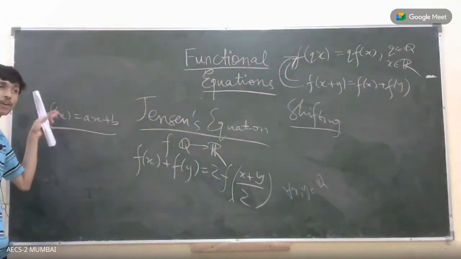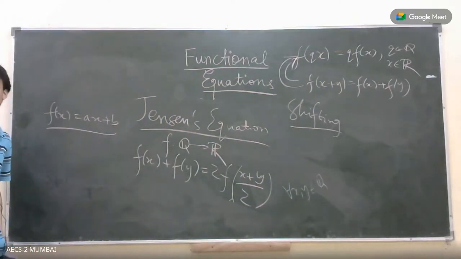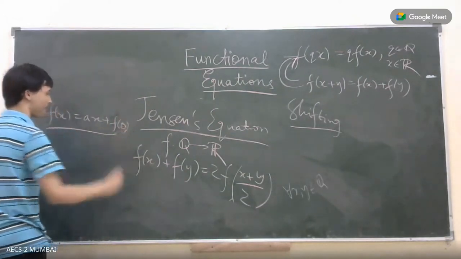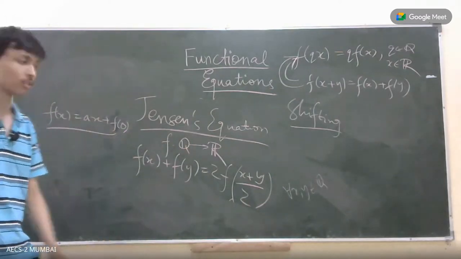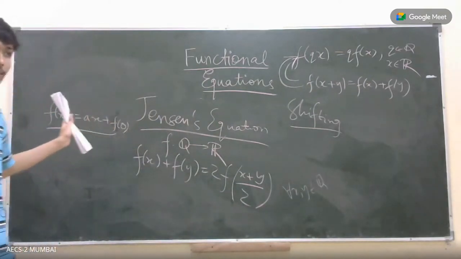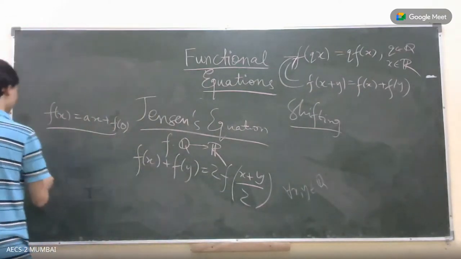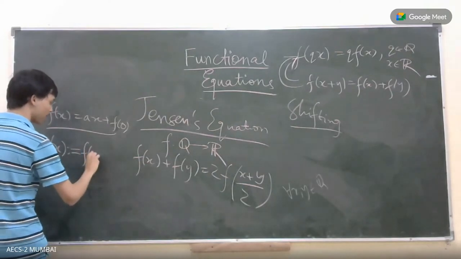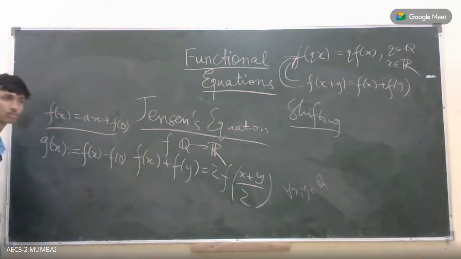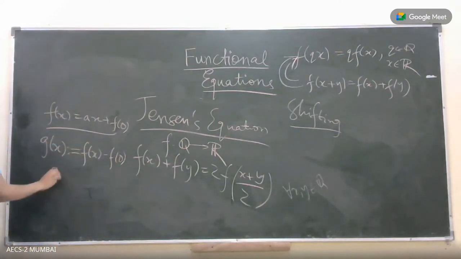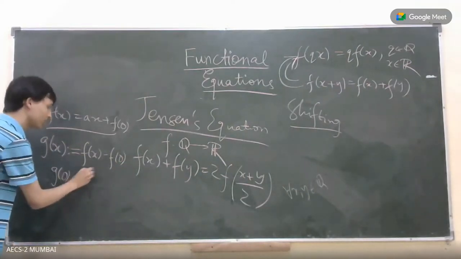Can you express b in terms of f? What is b? f(0), right? And leave a as it is. You see, carrying a constant around is a bit of a headache, right? What I do is I'll create a new function g(x), which is f(x) - f(0). I shifted f(x) by f(0). Can you tell me what g(0) is? 0. This is precisely why I shifted.